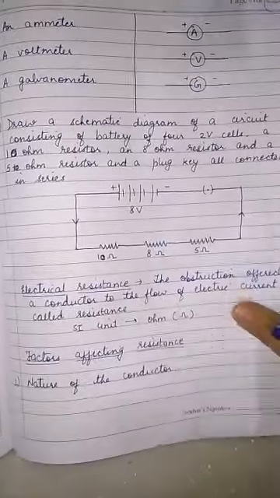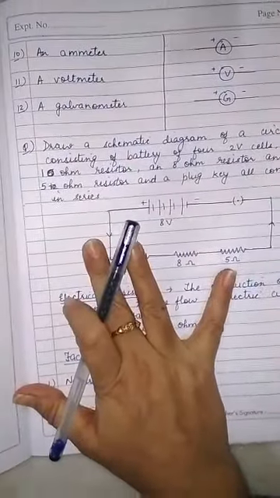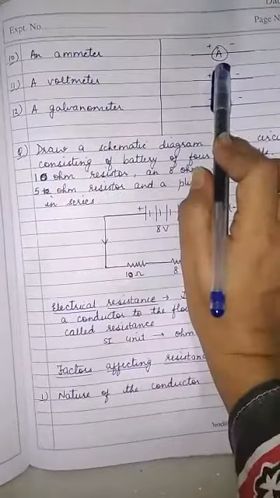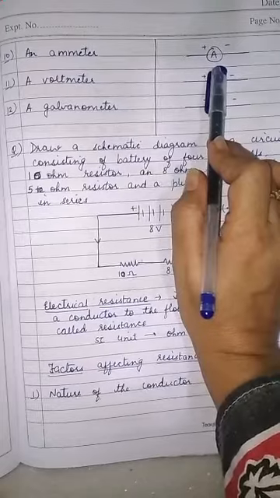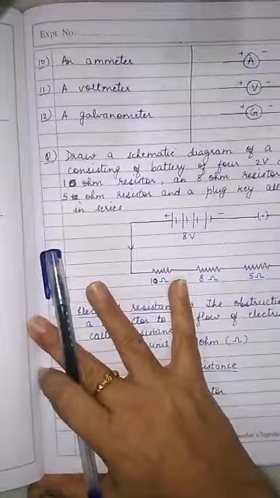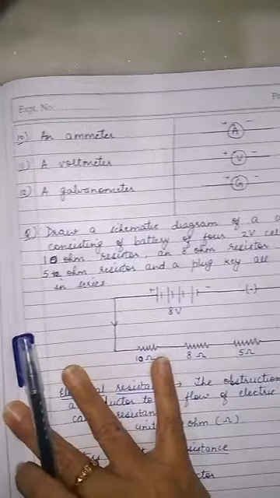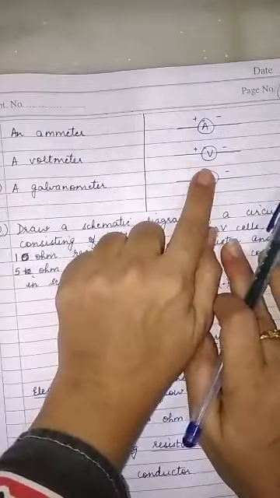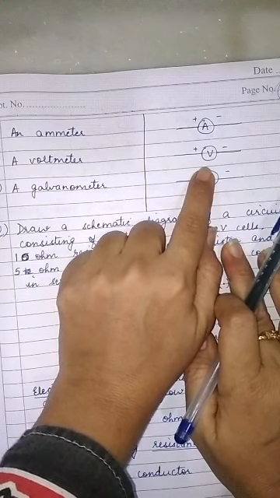Next is an ammeter. An ammeter is a device to measure the electric current. This is the symbol of an ammeter. Next is a voltmeter. A voltmeter is a device to measure the potential difference. This is the symbol of a voltmeter.